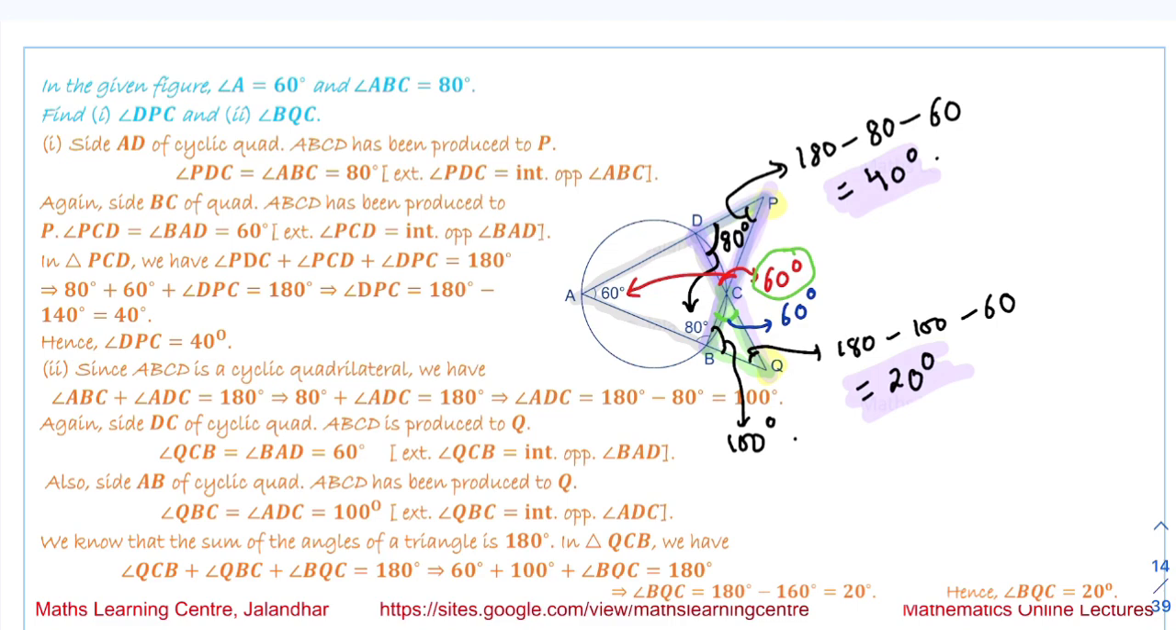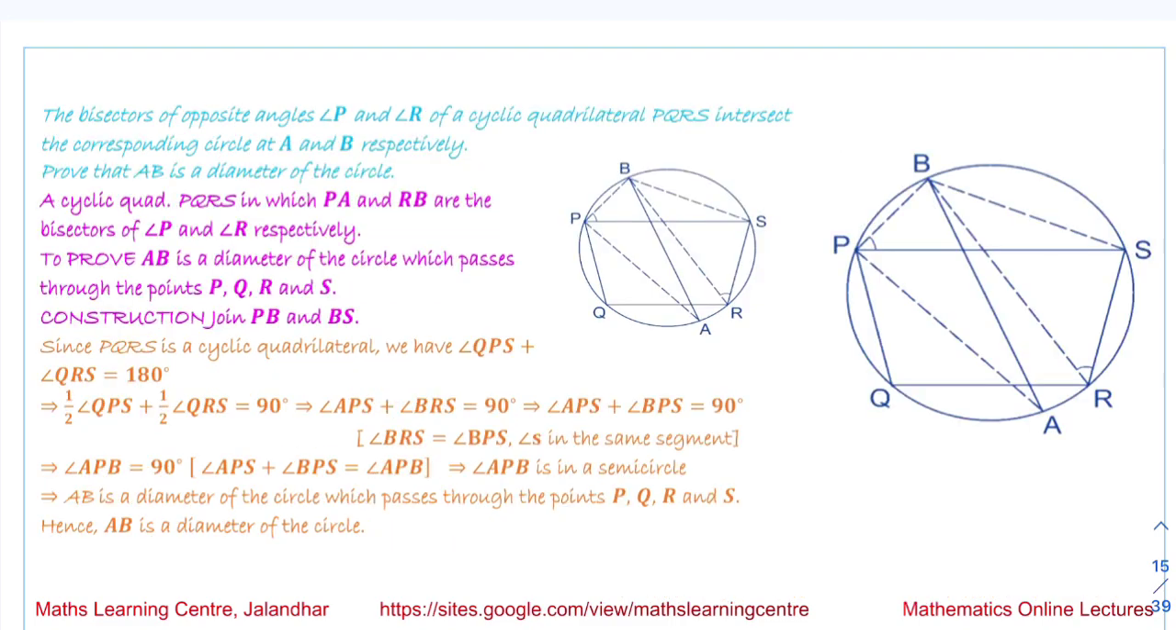Now in this question, we are given the cyclic quadrilateral PQRS. This is the cyclic quadrilateral given to us. At P, the angle bisector is given, and the angle bisector of R is also given. This angle bisector of R intersects the circle at point B, and the angle bisector of P intersects the circle at the point A.